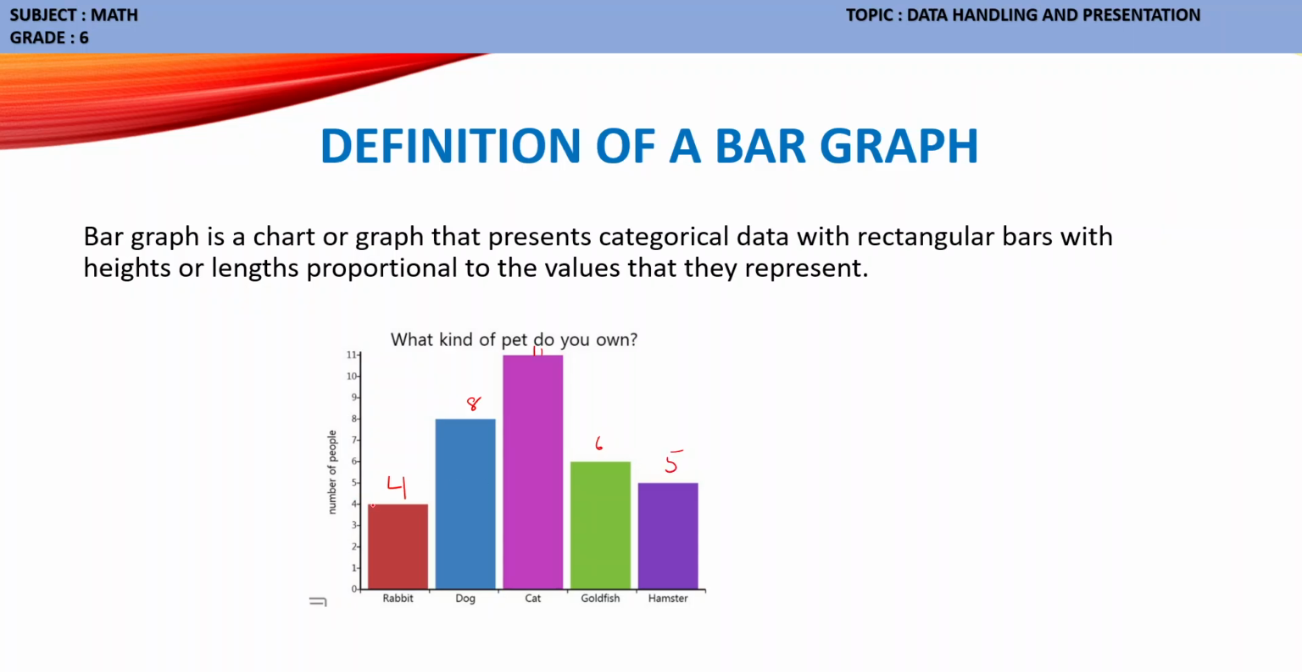So, this is a representation of rabbit in the form of a rectangle. This we are calling a bar. That's why the graph which uses these bars is called a bar graph.